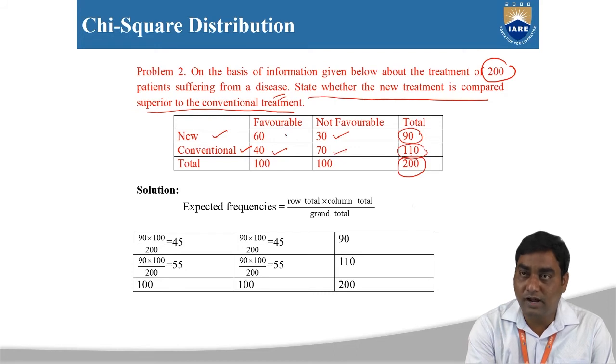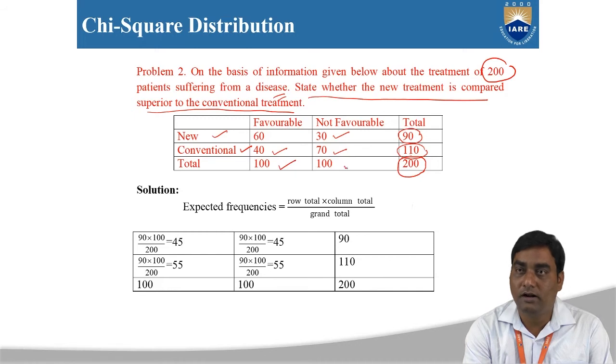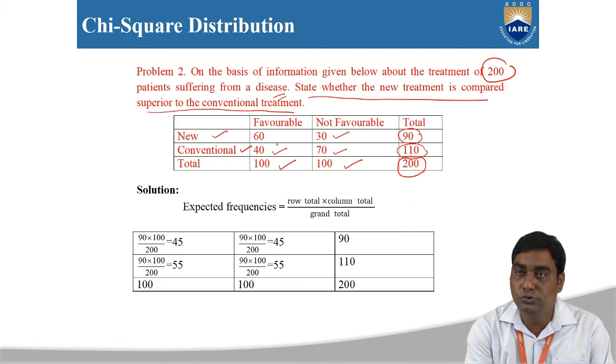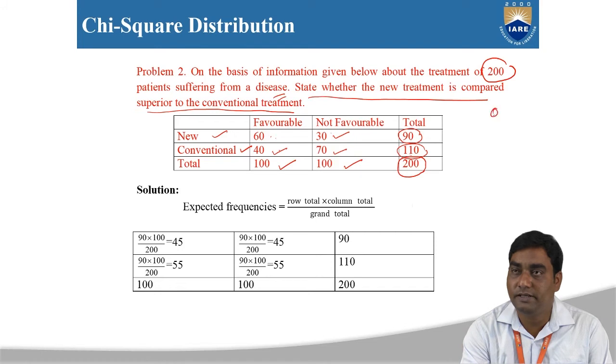Total, according to the favorable or not favorable concept, 100 members are favorable and 100 members are not favorable. How many rows? Only 2 rows and 2 columns. We are not going to consider the total values. That means how many observed frequencies? 1, 2, 3, 4: 60, 30, 40, 70. The observed frequencies are 60, 30, 40, 70.